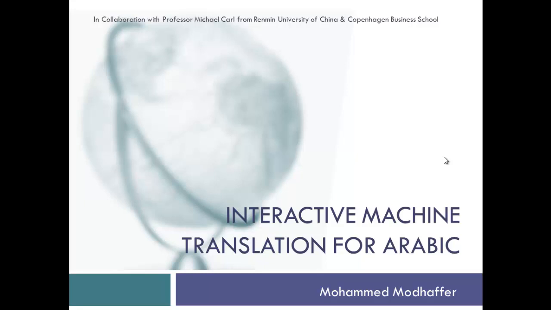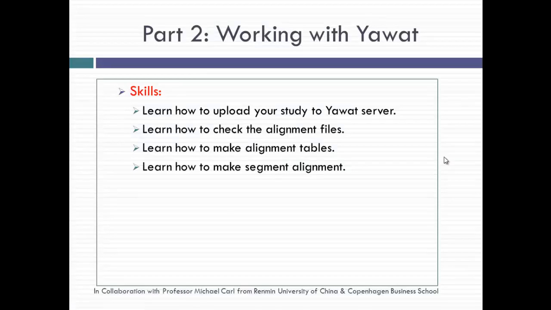We have completed part 1 and we are now starting part 2. In part 2 we will be working with Yawat and we will learn a lot of skills. For example, we will learn how to upload the studies into Yawat server, how to check the alignment files, how to make alignment tables and how to make segment alignment.